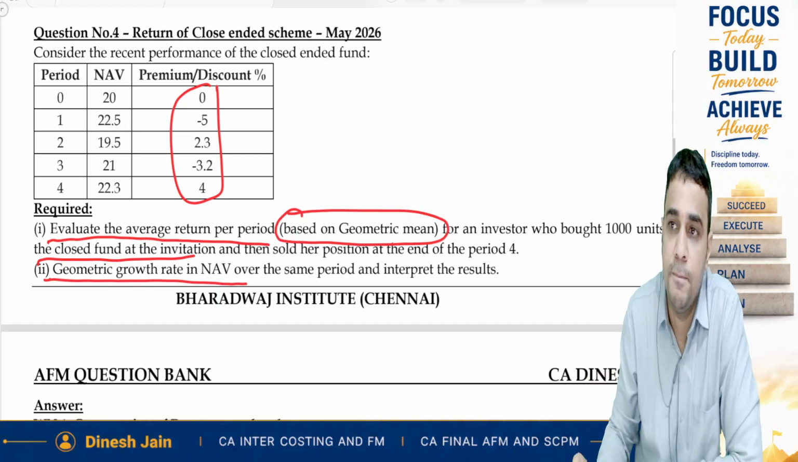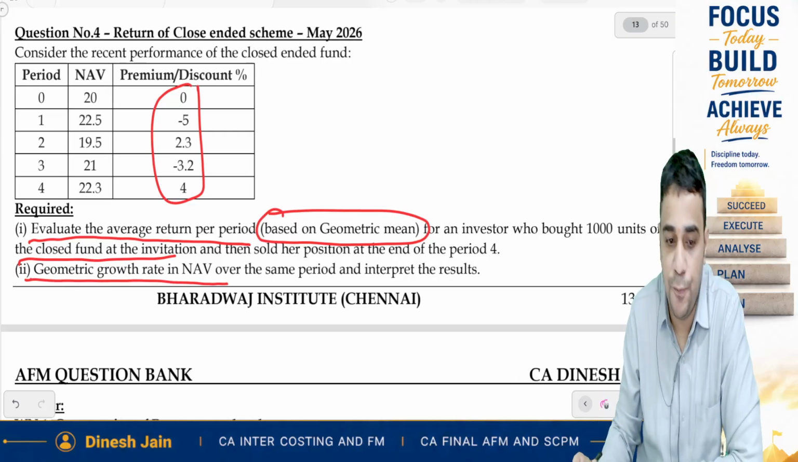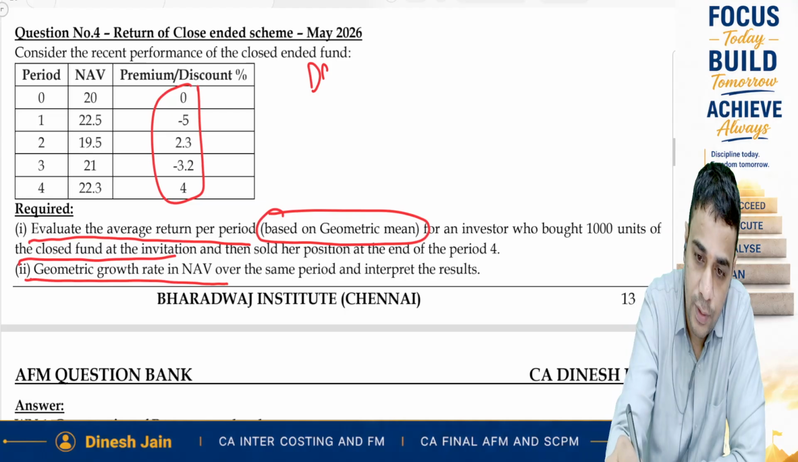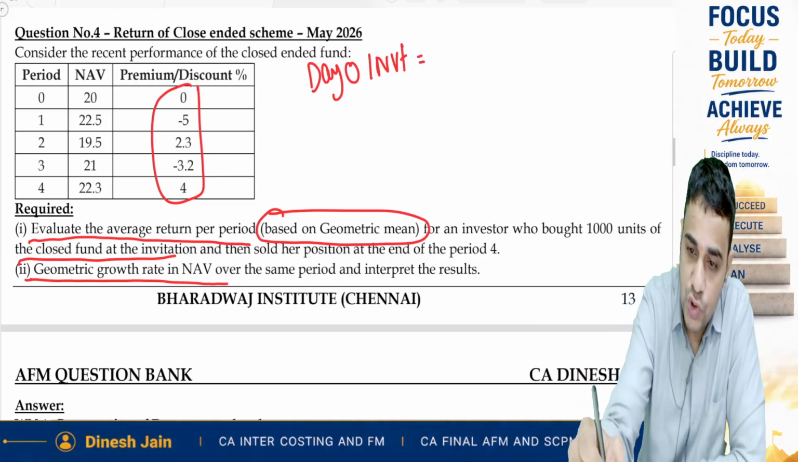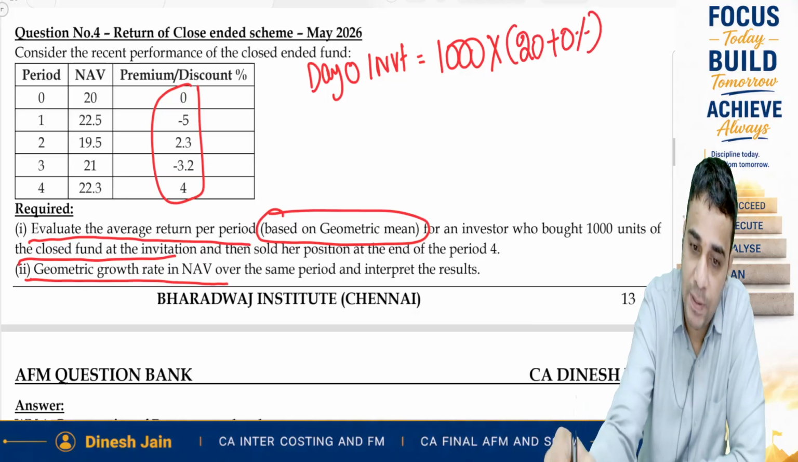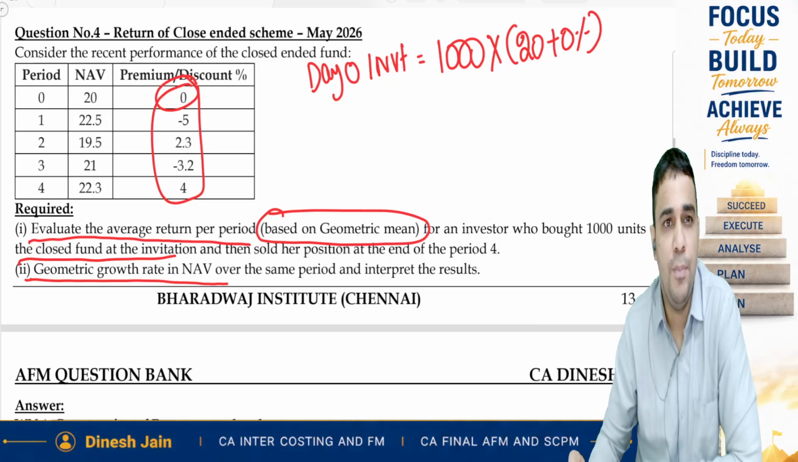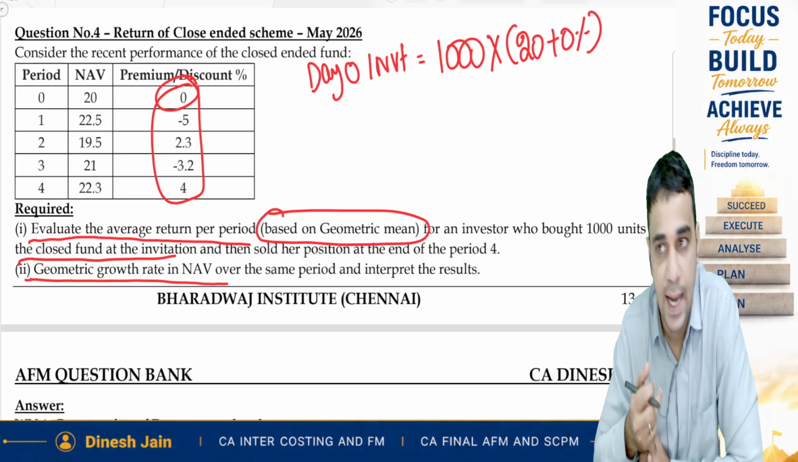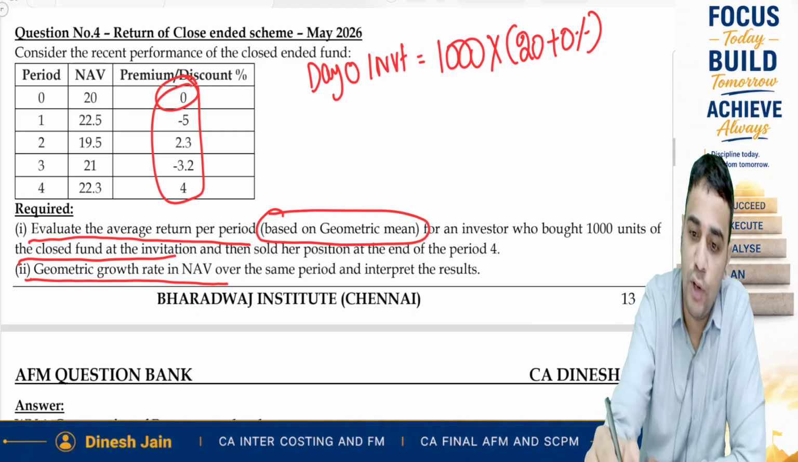When did we buy here? Year 0. And when are we exiting? Year 4. Now write day 0. Day 0 investment: 1000 into 20 plus 0%. No premium, no discount. I'm exactly paying 20. 1000 into 20 plus 0%. How much amount did I make? Investment.